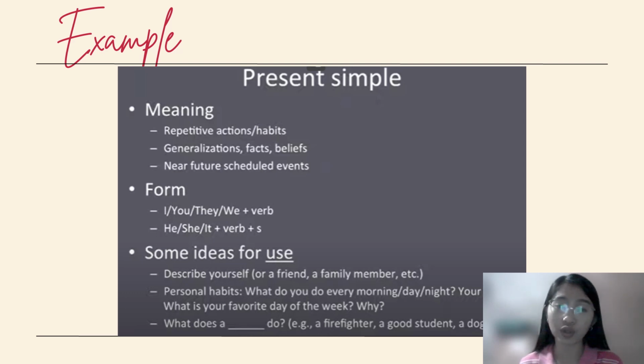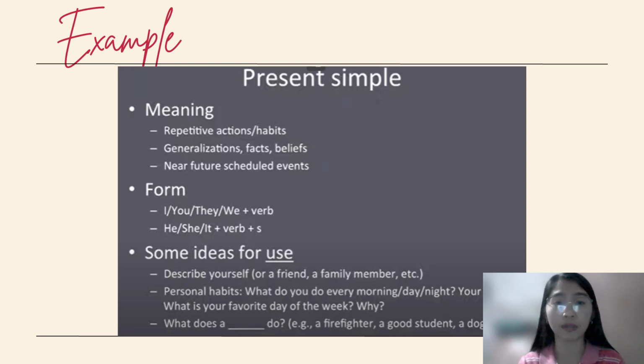And as a teacher, you can ask them to use the present simple with the following ideas for use. Let's say you ask them to describe themselves or a friend or a family member. In personal habits, what do you do every morning, day, night, or your favorite day of the week, and why? Or the topic might be, what does a firefighter do, if you want it to become specific. Or what does a good student do, what does a dog do.